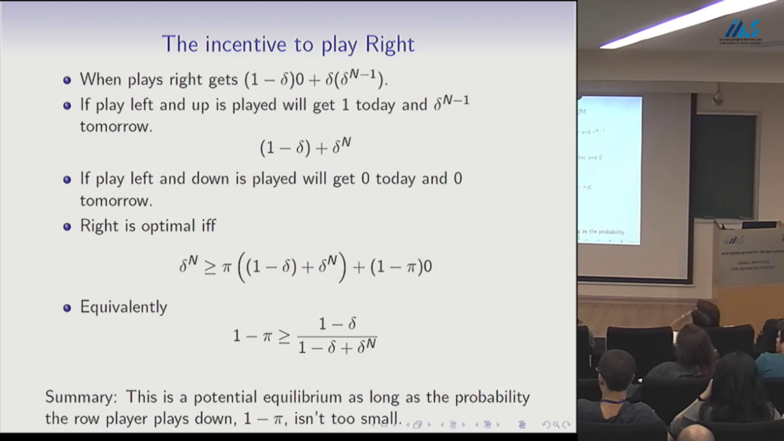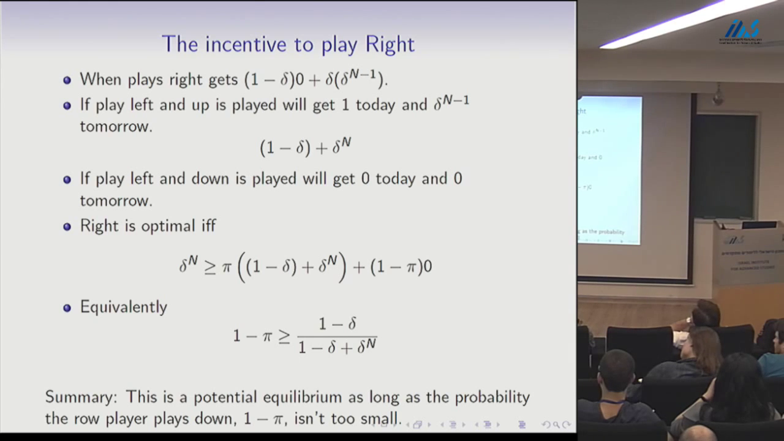But now this is the difference from what we saw in bad reputation. There's deltas in here. It's like there's gold in them there hills. There's deltas in here. So the deltas tend to 1. This stuff is converging to 0. So that means you don't have to play down with very high probability to discourage this deviation.